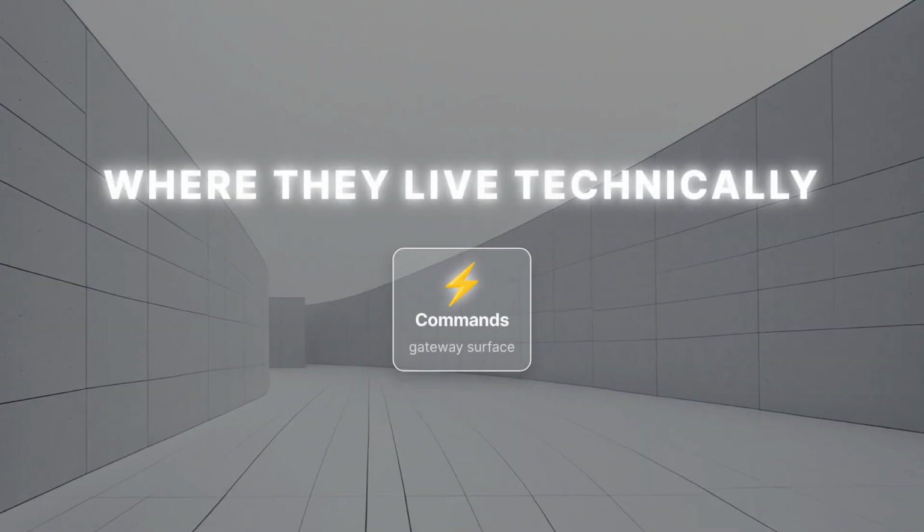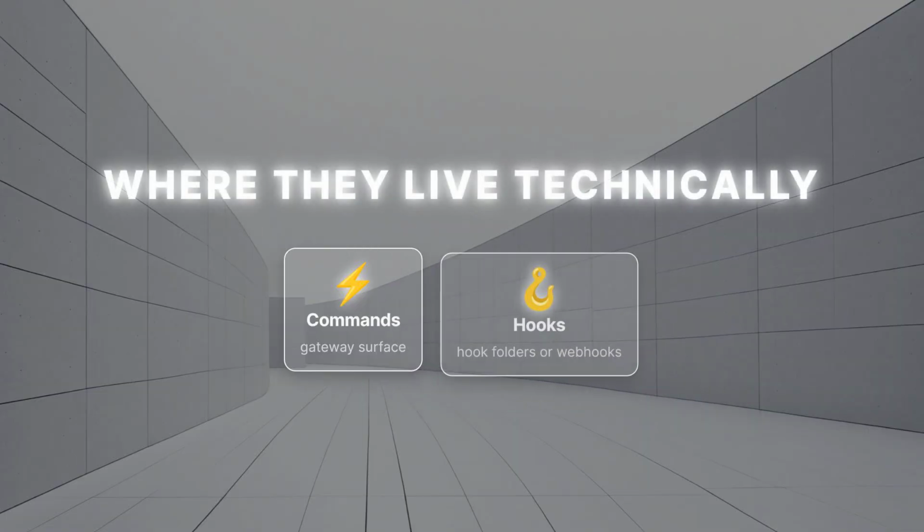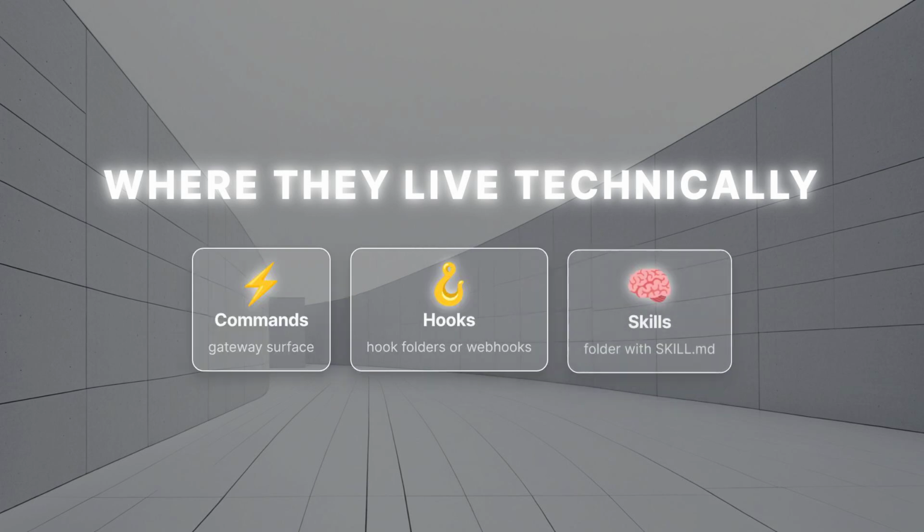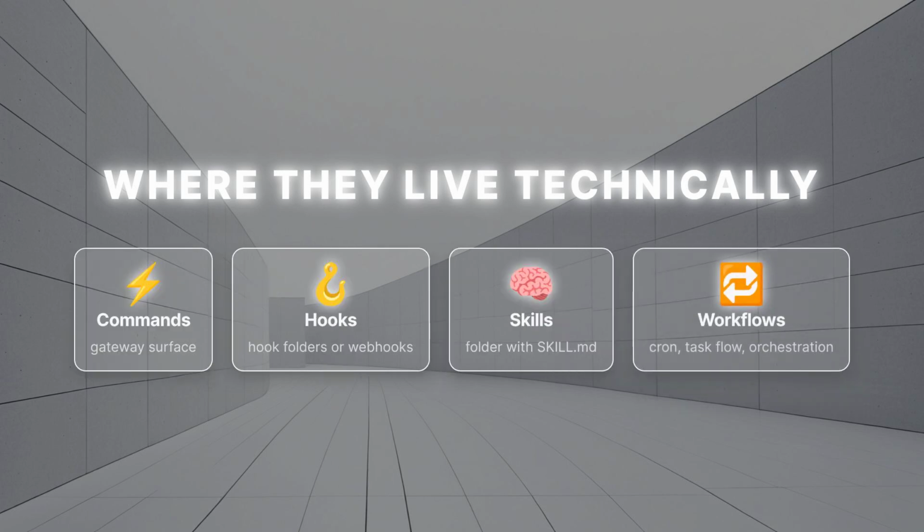Technically, commands mostly live in the gateway surface. Hooks live as internal hook folders or webhook mappings in config. Skills live as folders with a skill.md file. And workflows usually show up as structured multi-step systems like cron jobs, task flow, or orchestration files.